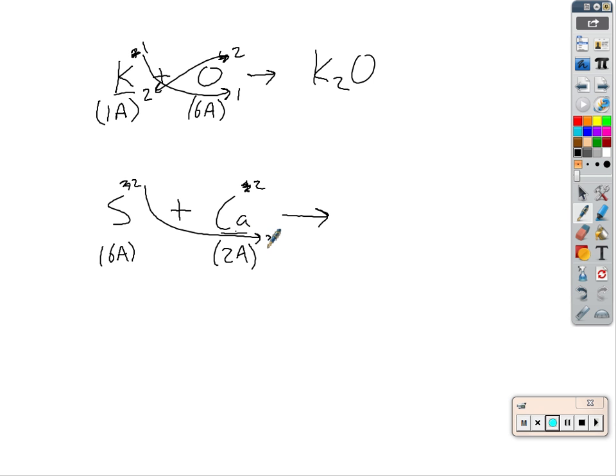When I swap the numbers, I end up with 2 on each. 2 to 2 ratio is not in its lowest terms. Your math teacher wouldn't let you write that down. I won't let you write that down. Both of these can be divided by 2 and reduced to 1s. And again, 1s don't get written down. So we write CaS as our final formula.